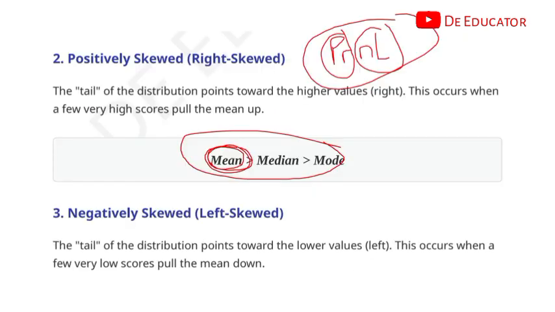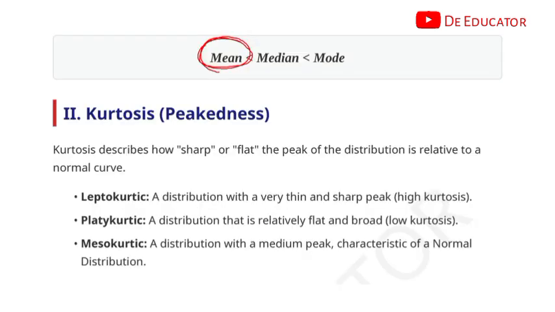If you look at this arrow, this greater than arrow is pointing to the right. So that's another way you should remember. And you should remember mean, median, mode. That is the order. So when it is mean greater than median greater than mode, it is right skewed. Then when it is mean less than median less than mode, it is left skewed.